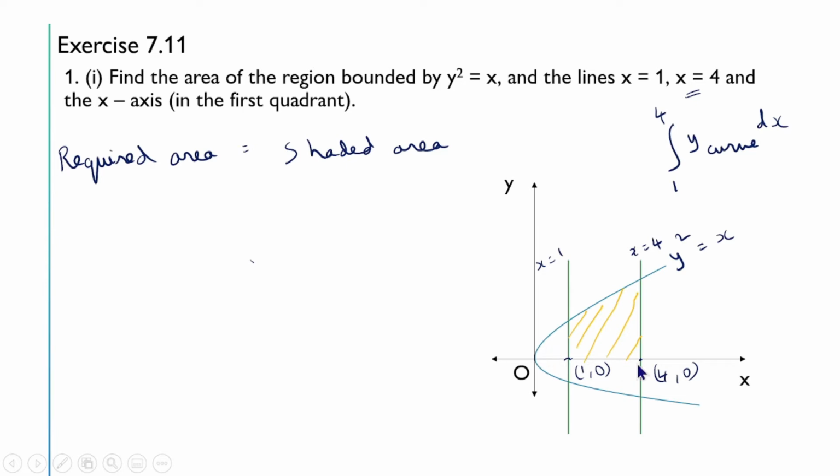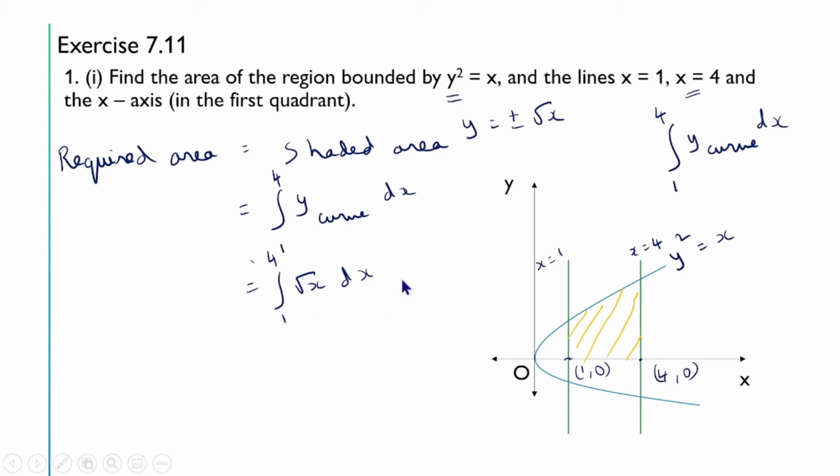Since our reference axis is x-axis, we need to have the limits from this point to this point, that is 1 to 4, y curve into dx. So this is equal to integral 1 to 4 y dx. Now we have to have y in terms of x. So y square equal to x means y is equal to plus or minus root x. Since we are asked only in the first quadrant, we will take positive root x alone. So this is equal to integral 1 to 4 root x dx.